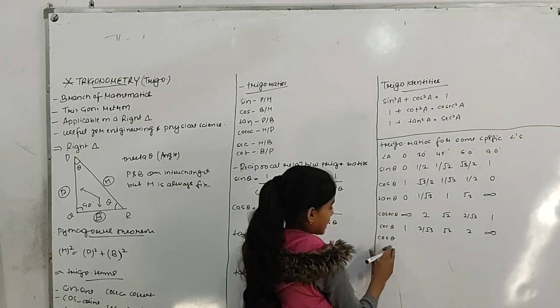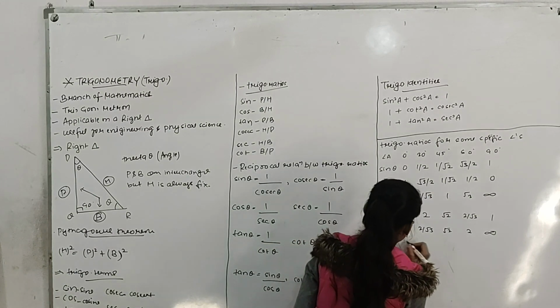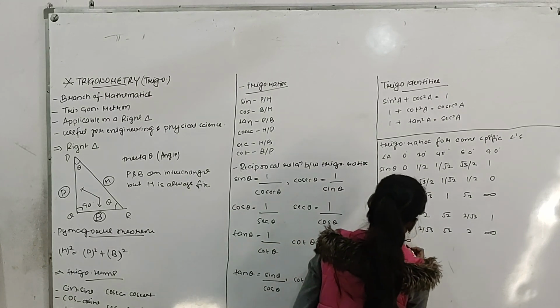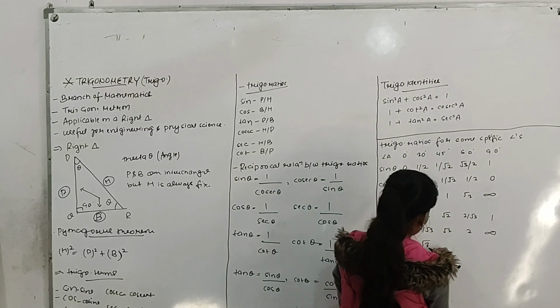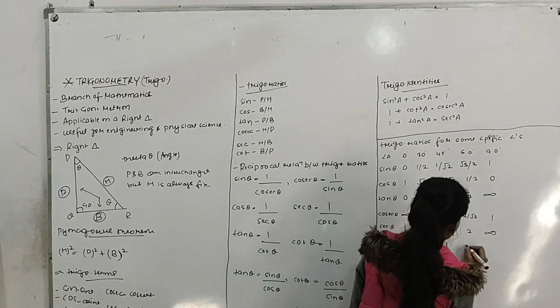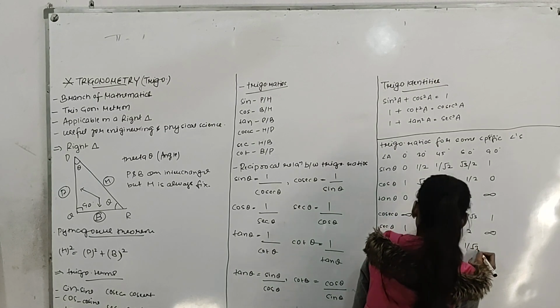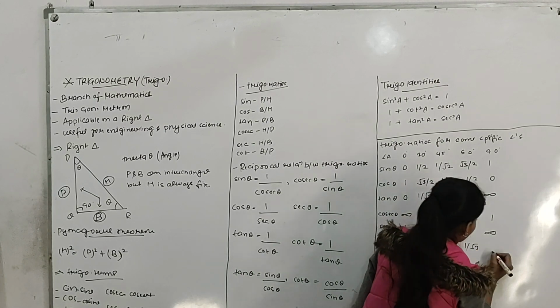And cot theta is the reciprocal of tan theta. So we can write it as the reciprocal of 0 is not defined. The reciprocal of 1 upon root 3 is root 3, then 1 upon root 3 and 0.